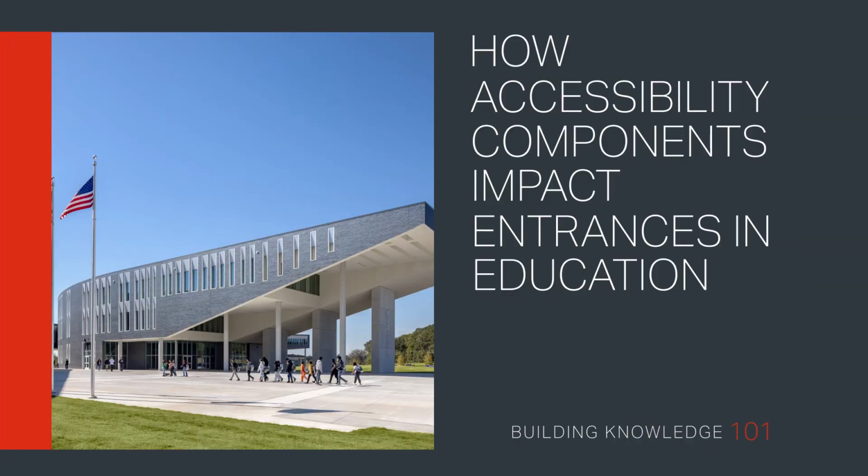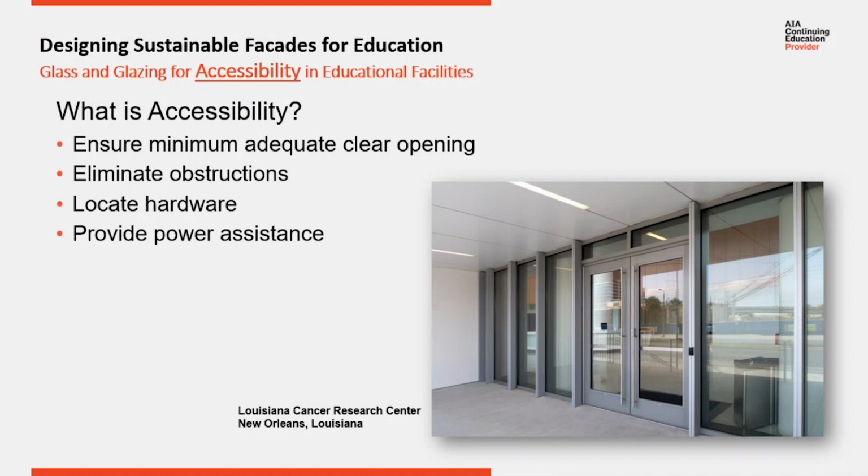How accessibility components impact entrances in education. Welcome to Building Knowledge 101. In this video, we explore how thoughtful selection of hardware allows architects to design schools and windows and entrances that combine security and accessibility. There are four main areas where accessibility impacts the way entries are built. So let's take a look at these.